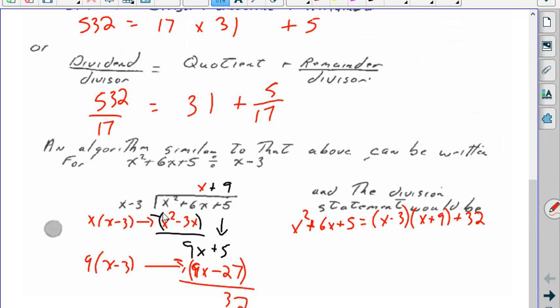Now again, if I was to multiply this out, the division statement is just another way of writing this. So if I multiplied everything out properly, I end up with what I need, x squared plus 6x plus 5. Okay, now, I'm going to have to do this a little bit more because we're going to talk about cubics and quartics. But this process is relatively easy if you remember your steps.